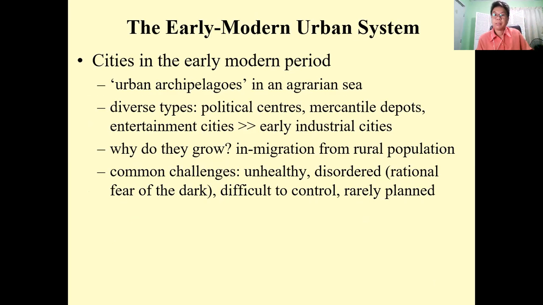So urban archipelagos are, for example, in agrarian cities, there are diverse types and there are, of course, political centers. So when you say mercantile, it means there's the center of mercantile depots, such as, of course, London again, and entertainment cities, like, for example, Hollywood. Okay, so there are early industrial cities.